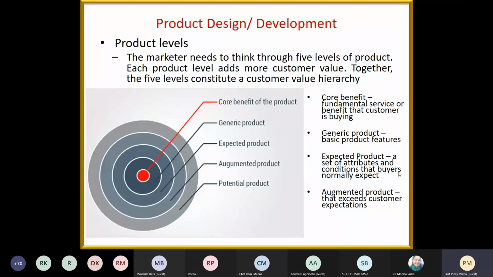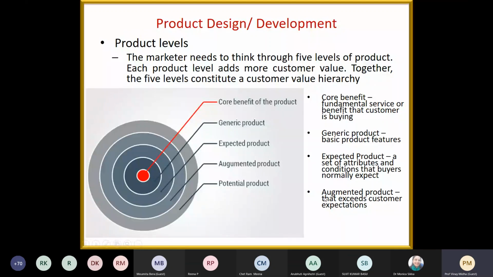And accordingly, some of the companies will be making these products and they will be keeping the product at this particular level. So as a company, as a manufacturer or designer, I need to understand at which particular level I am making the product. Whether I am providing the core benefit, or I'm going for the generic product, or I'm going to fulfill the expectations of the customers, or I'm going a further level to the augmented one.